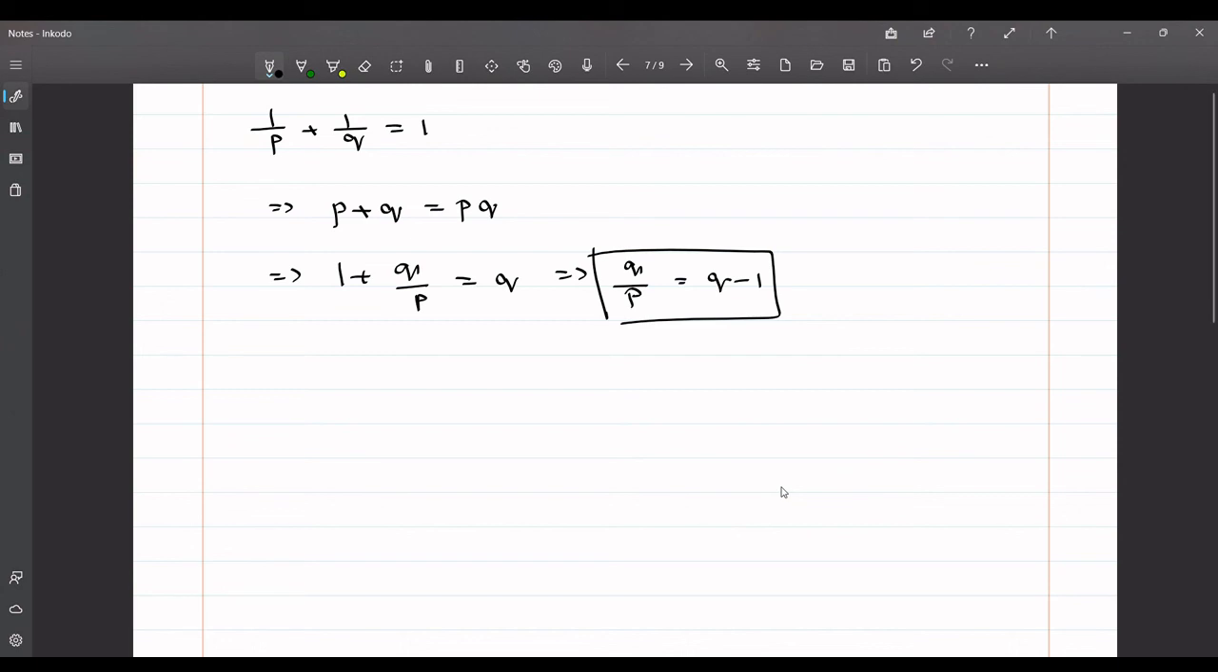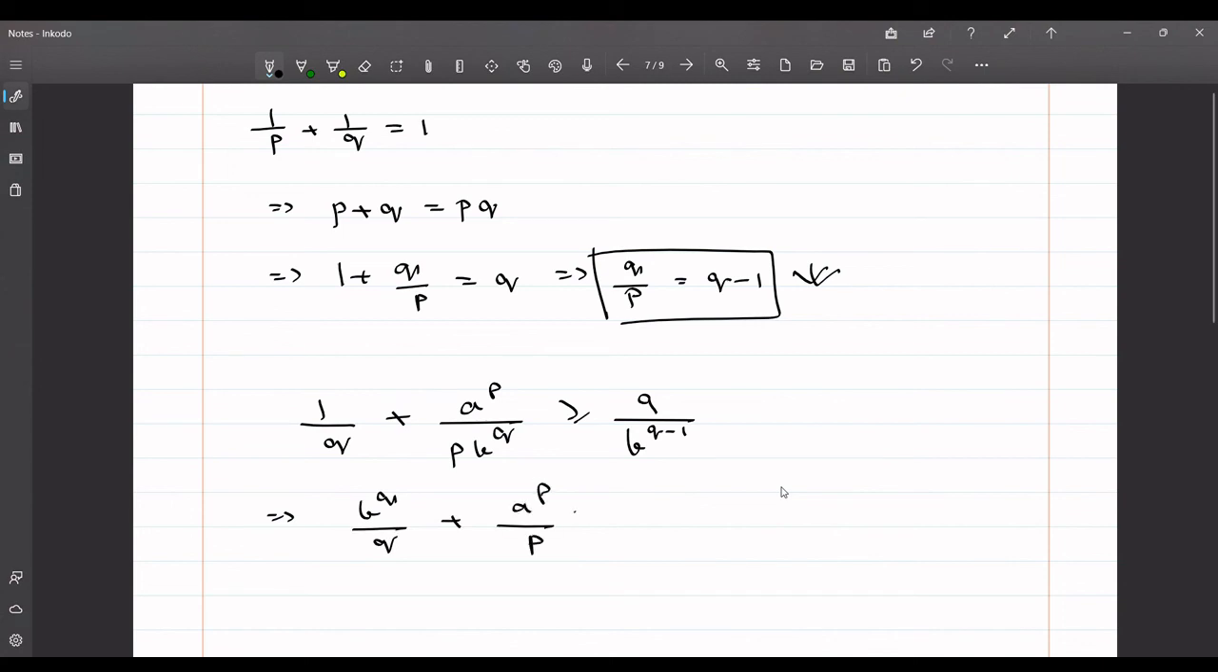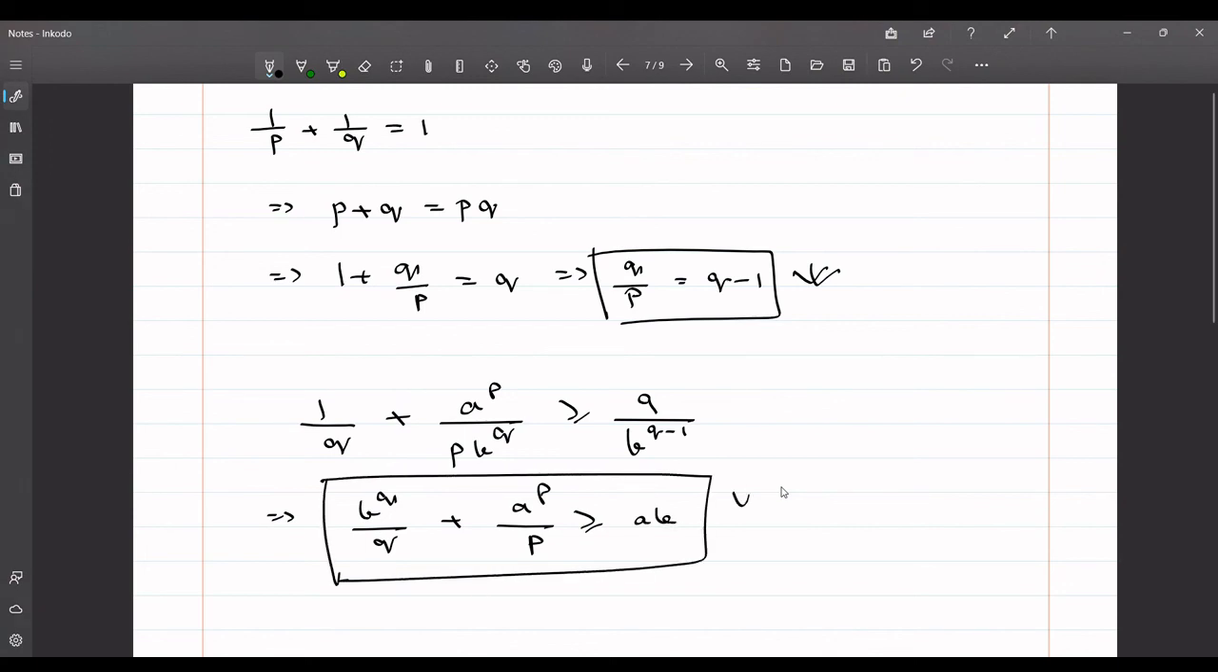So we have got 1 over q plus a to the power p over p times b to the power q is greater than or equal to a upon b to the power q minus 1. Putting this in, and then multiplying both sides by b to the power q, we have b to the power q over q plus a to the power p over p is greater than or equal to a times b to the power q minus 1, that is ab. Thus you have Young's inequality.